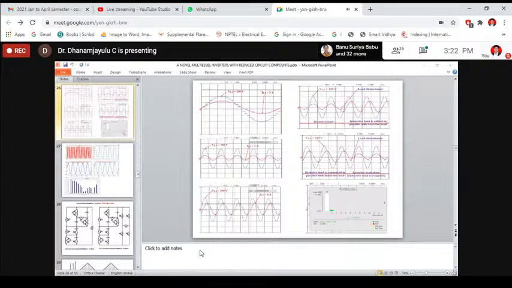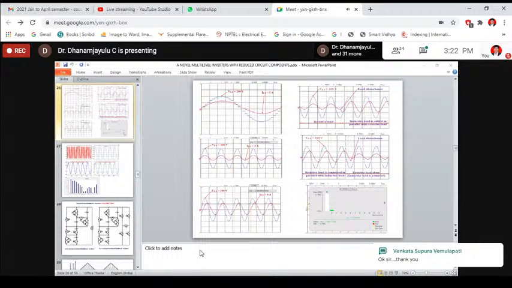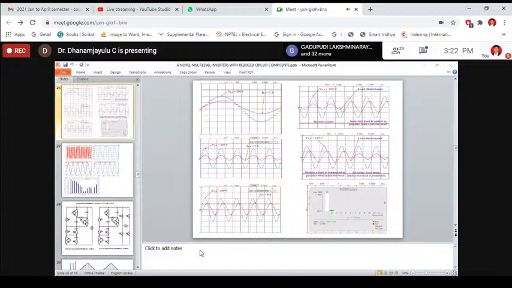Once again I am saying you need to test your inverter with linear loads and non-linear loads, with a reduced number of components. Even if you reduce one switch, that is one of the novelty. So directly you can connect, no issue. Yes, any doubts? Better to test your inverter with linear and non-linear loads with a reduced number of components. Okay, I think no queries.